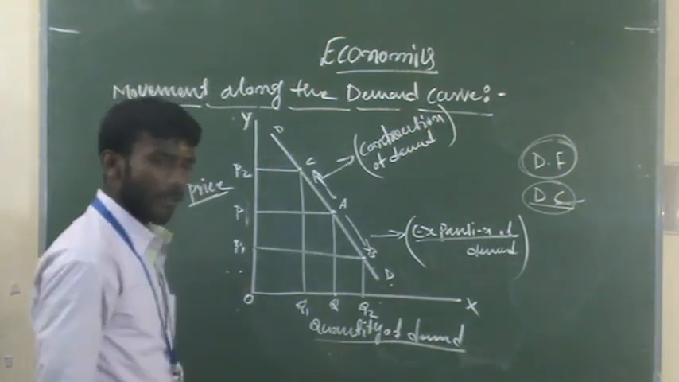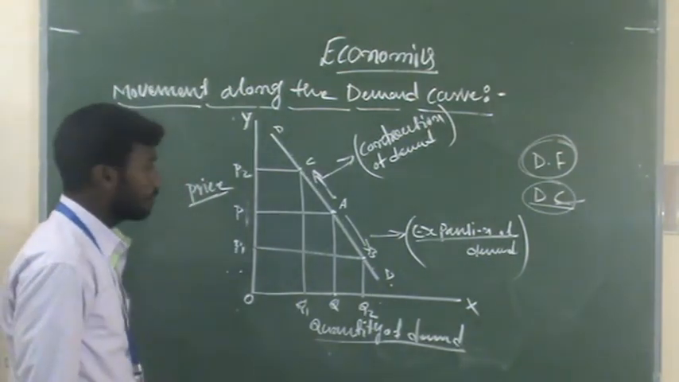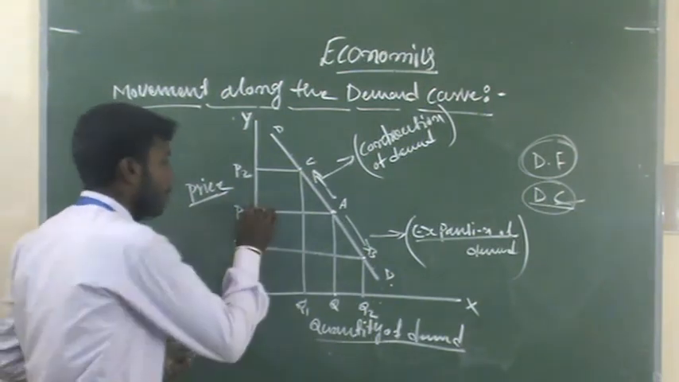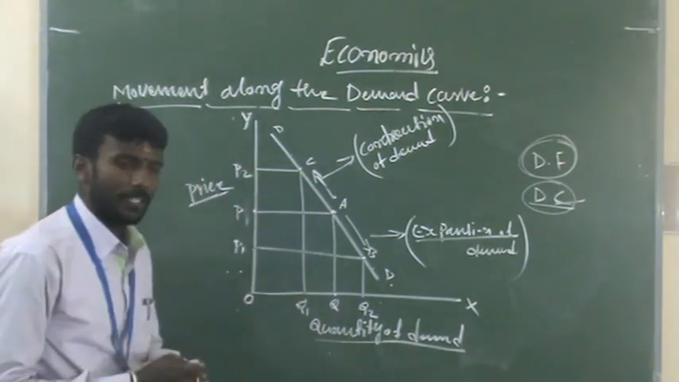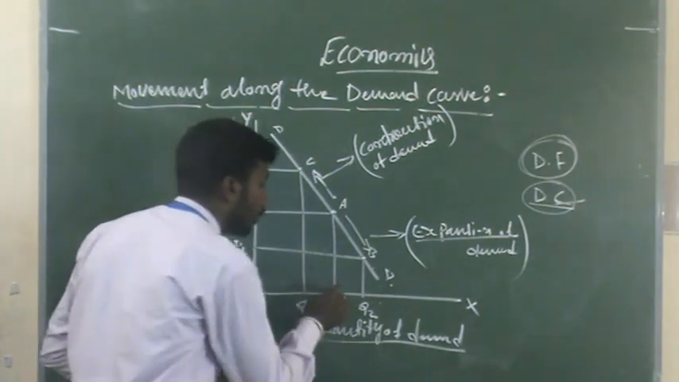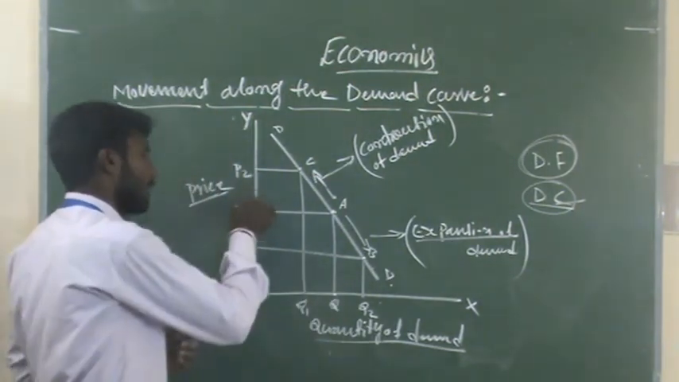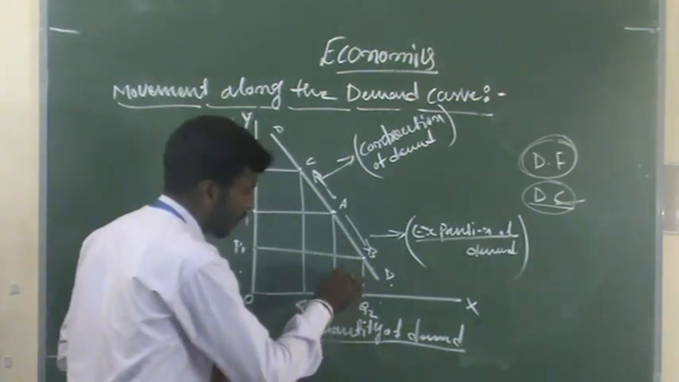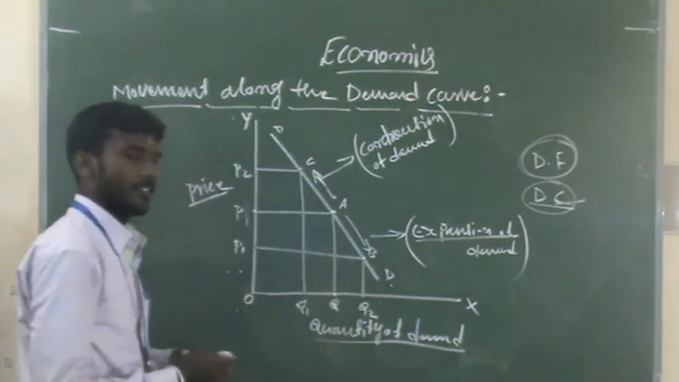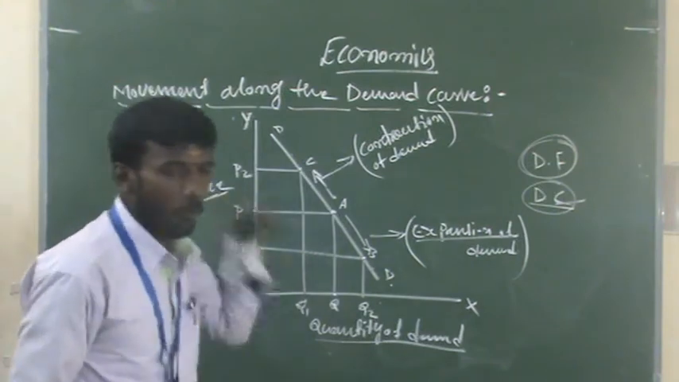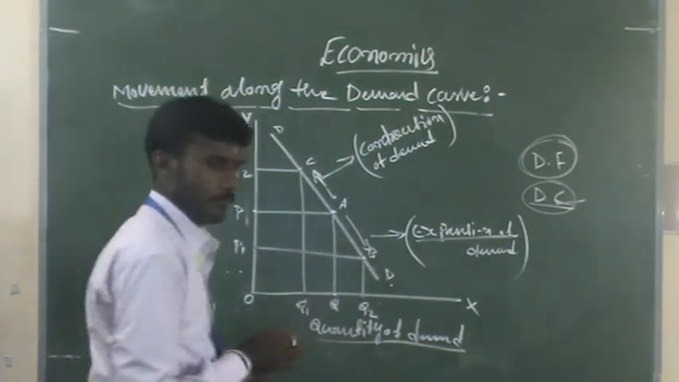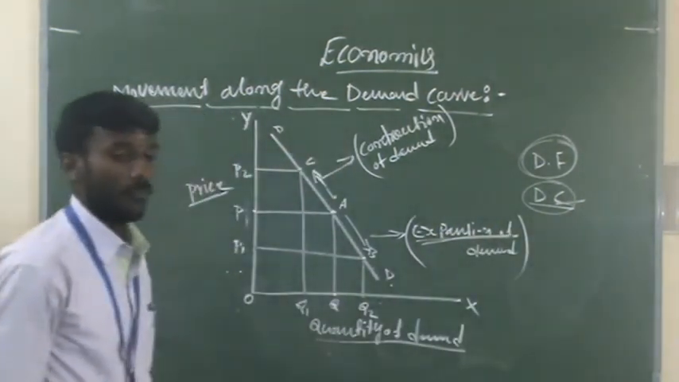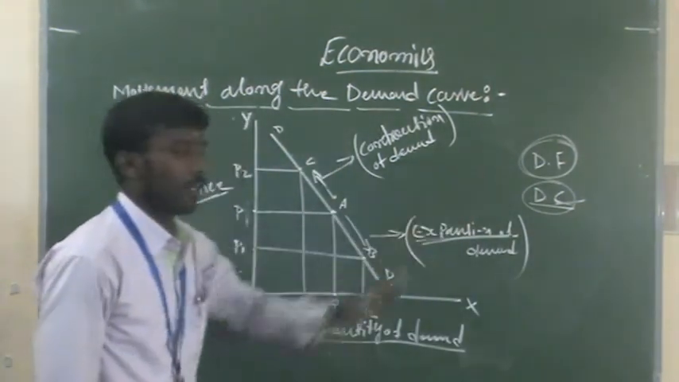Now in the market, when the price of the good is P, the quantity demanded of that good will be Q. Suppose the price decreases from P to P1, the quantity demanded will increase from Q to Q2. In this situation, the demand curve movement is A to B. Here we consider this expansion of demand.